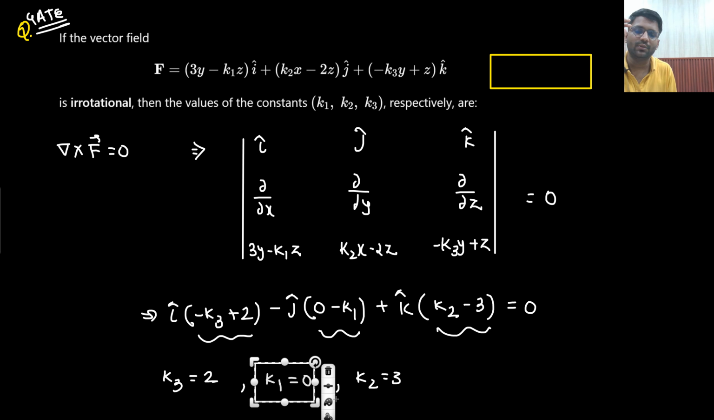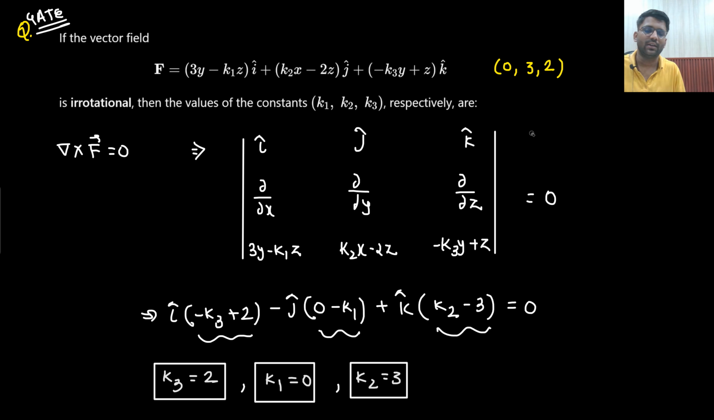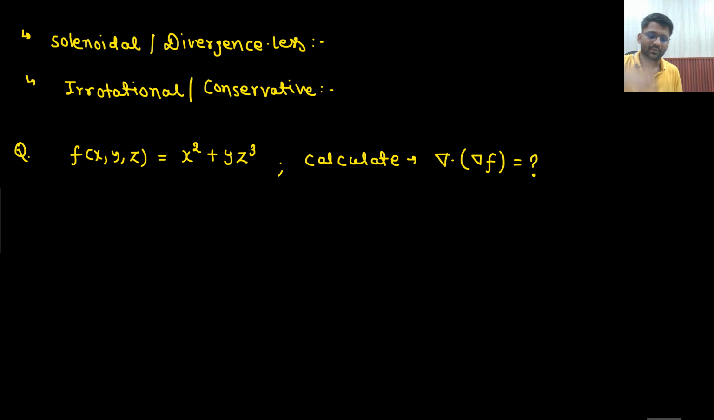These are the answers: 0, 3 and 2. Understandable? Very simple. Del cross f equated to 0. Get the equation. Everything, this has to be 0, this has to be 0, this has to be 0. Job done. Understandable? So what is the meaning of solenoidal or divergence less vector field?